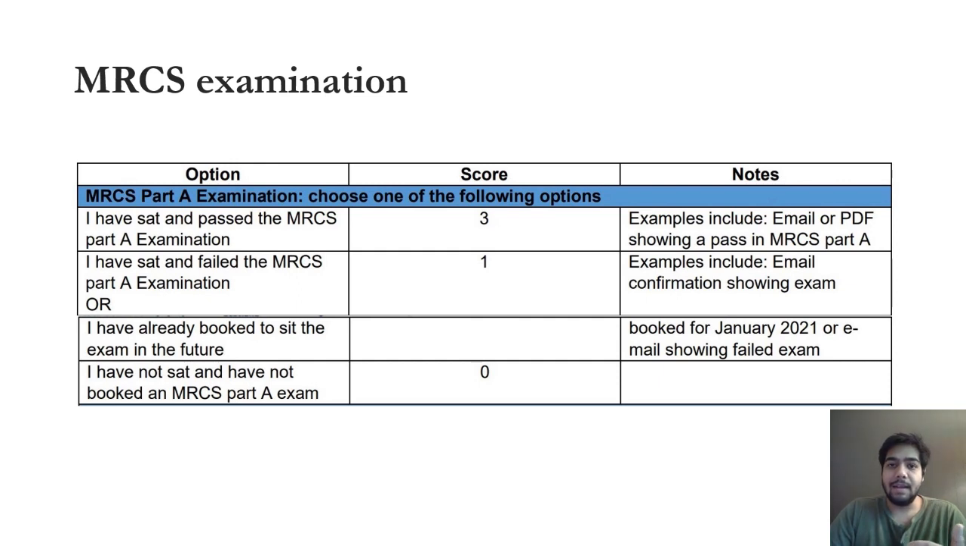If you have sat and failed the MRCS Part A examination, or if you have already booked to sit in the exam in the future, then you'll be given 1 point. But if you haven't sat or have not booked an MRCS Part A examination, then you'll be scoring 0 in this.